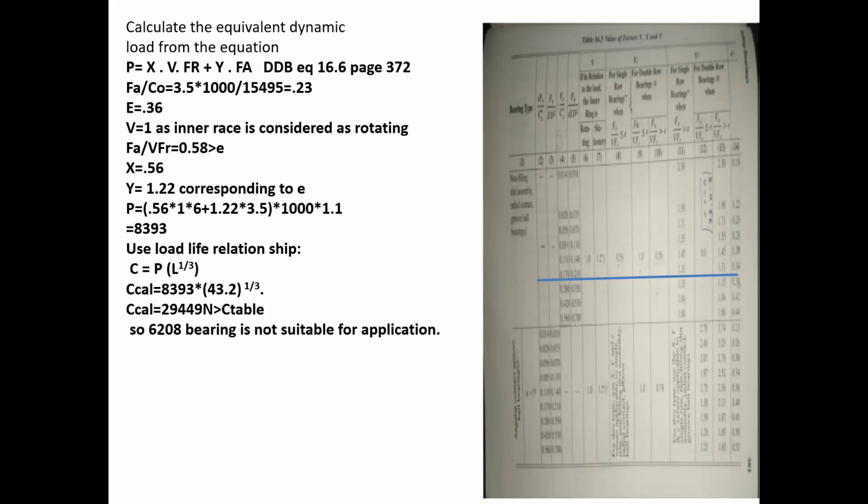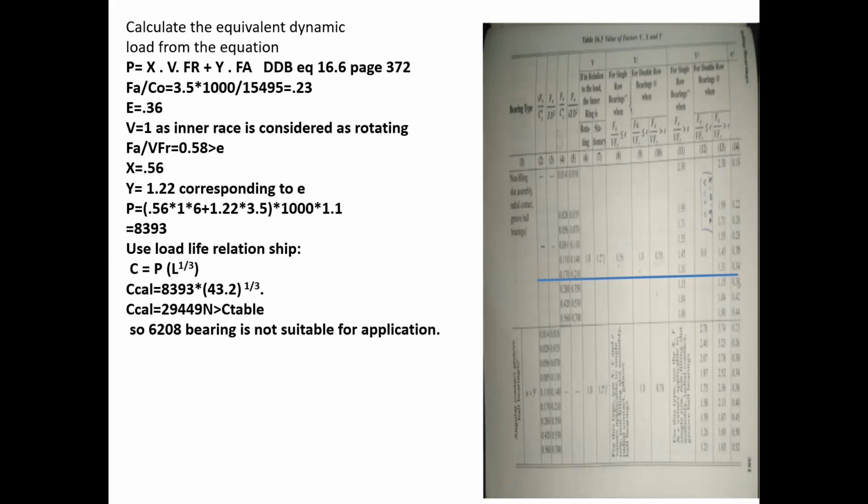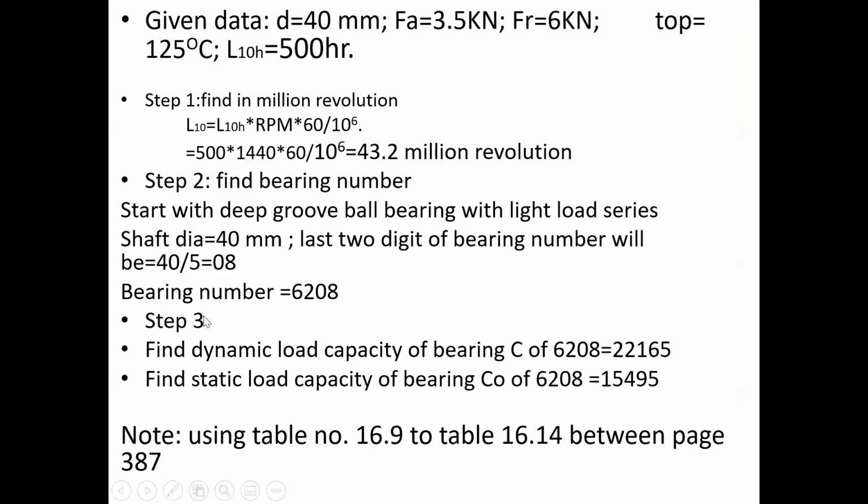And this load life relationship is C is equal to P into L to the power 1 by 3. We have the rated life corresponding to the equivalent load P, that is 43.2 million, which we have calculated in the first step. And we know that the rated life corresponding to the dynamic rated load is 1 million. So by using this load life relationship, we are able to find out C calculated, and C calculated comes out 29,449.